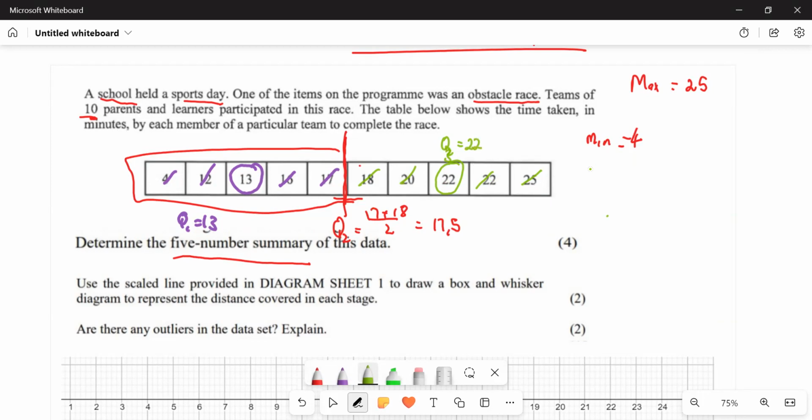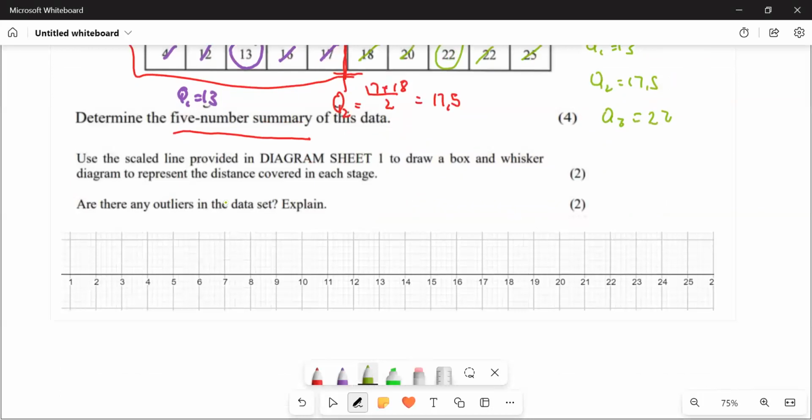Okay, now that we have our data, we can come and update to say, okay, we have Q1, which is going to be 13. We have Q2, which is going to be 17,5. And we have Q3, which is going to be 22. Okay, what is the next question then, Amos?